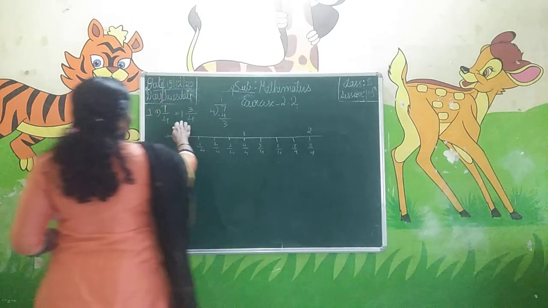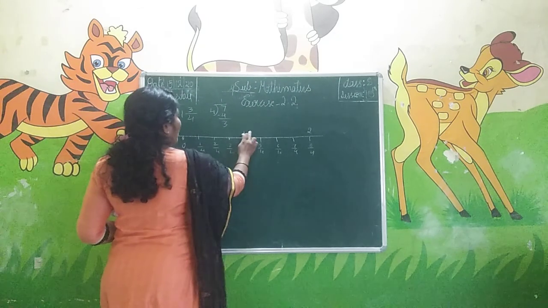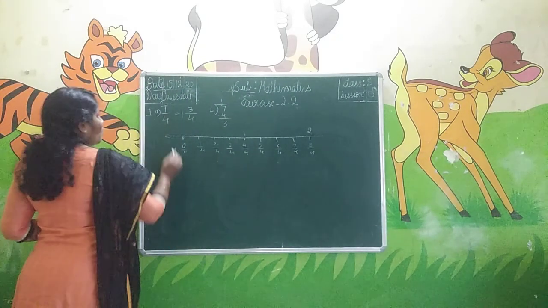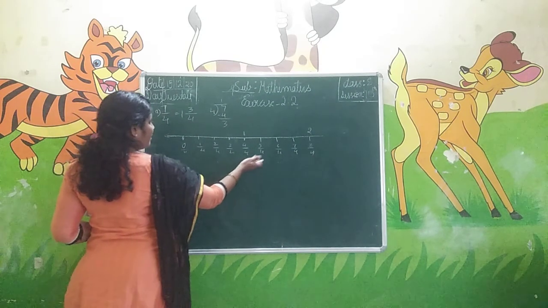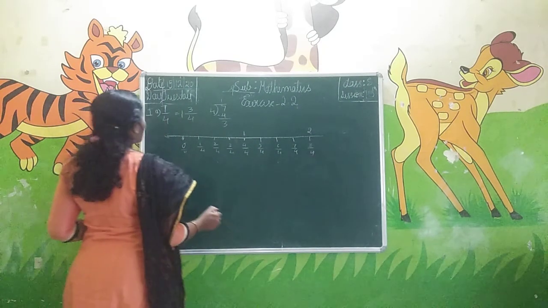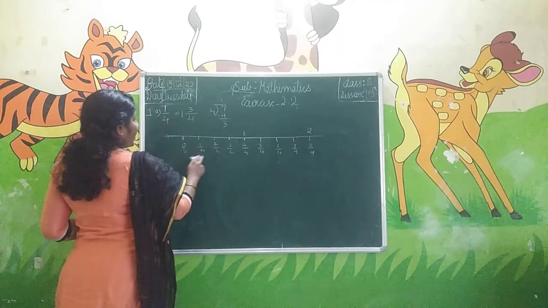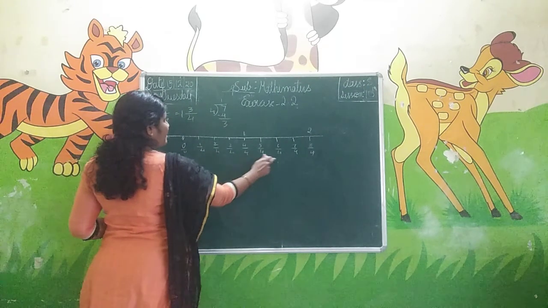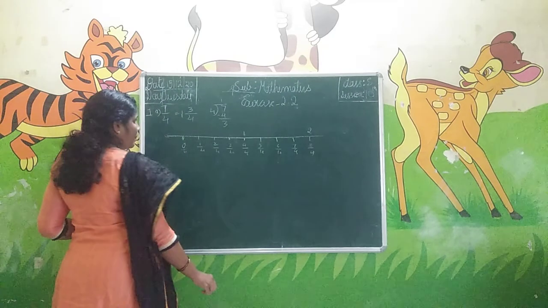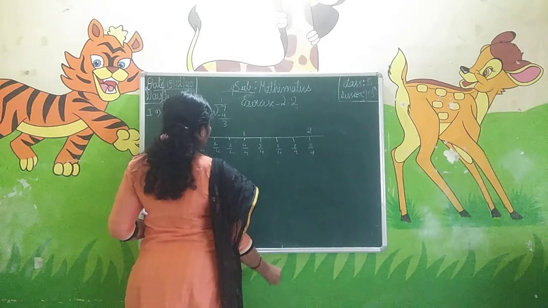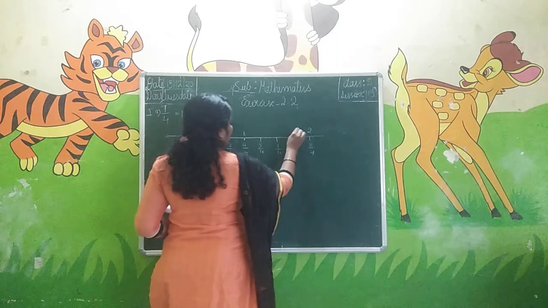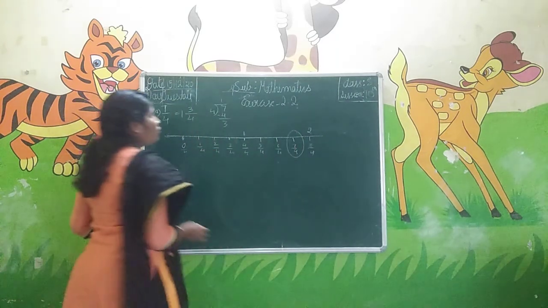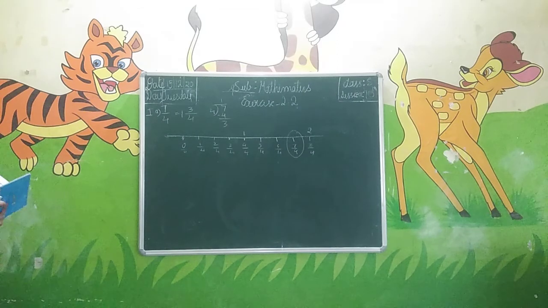So the number 1 3 by 4 lies between the 1 and the 2. So what is the value of 1 3 by 4? 1 and 3 by 4 means 7. 1 2 3 4 5 6 7. Okay, 7 by 4. So we have to circle this one, 7 by 4 here. Okay, 1 3 by 4 is equal to 7 by 4.